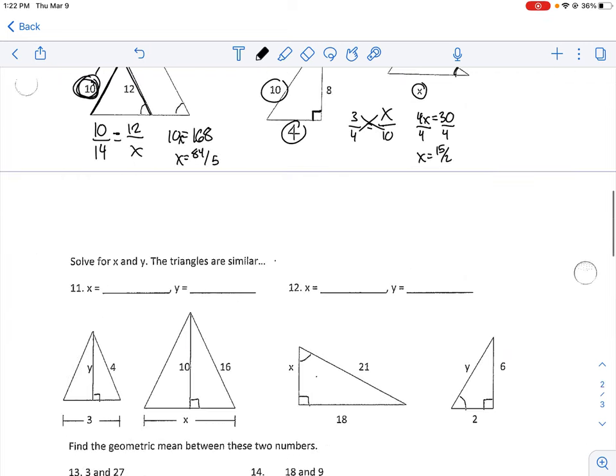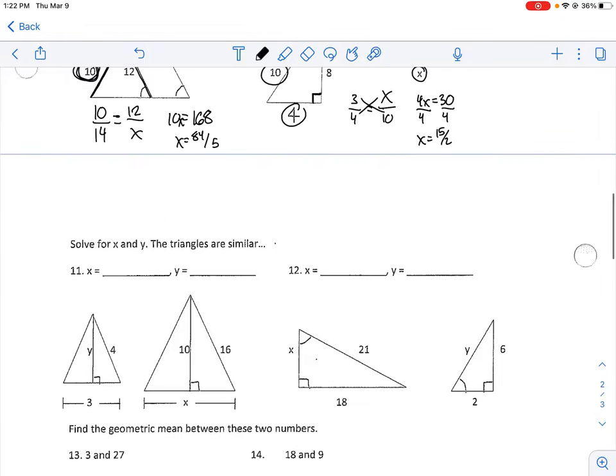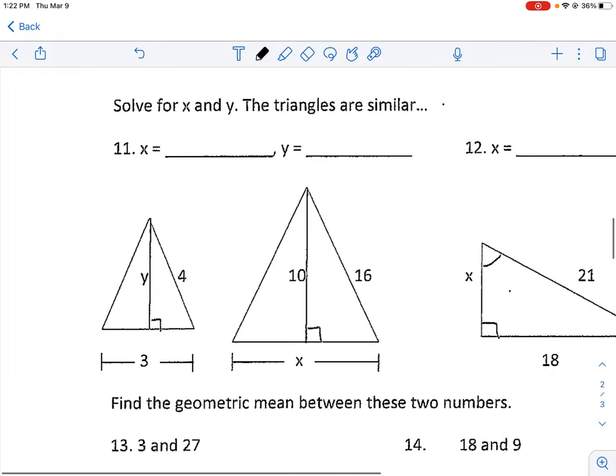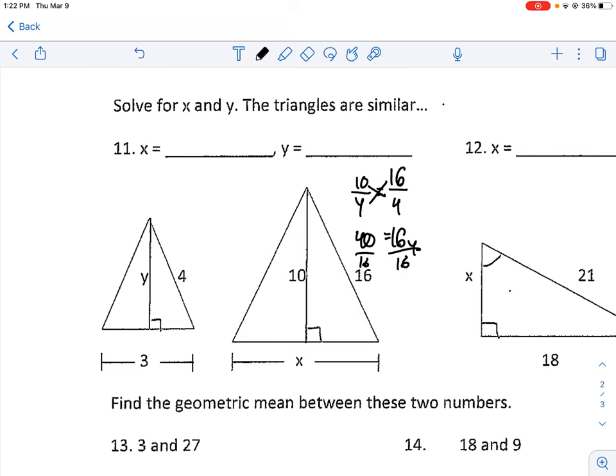And that's your answer. Then we'll get through the rest of these here quickly. Number 11 says solve for x and y. The triangles are similar, so we have to set up another couple of proportions. So we have 10 is on the large triangle and y is on the small triangle. Those are corresponding. So is 16 on the large triangle and 4 on the small triangle. We can go ahead and cross multiply. We get 40 is equal to 16y, divided by 16 on both sides. And we get simplified fraction, 40 over 16, we would get 5 halves. So y is equal to 5 over 2.